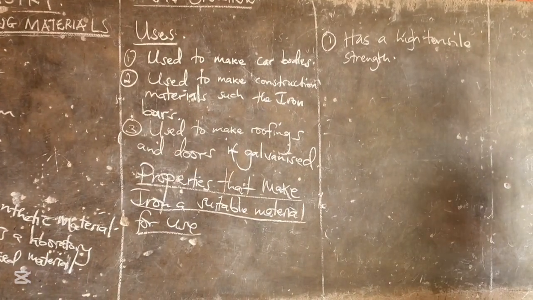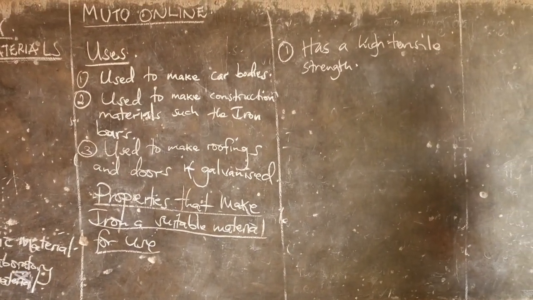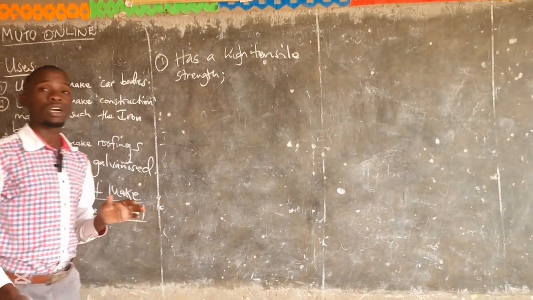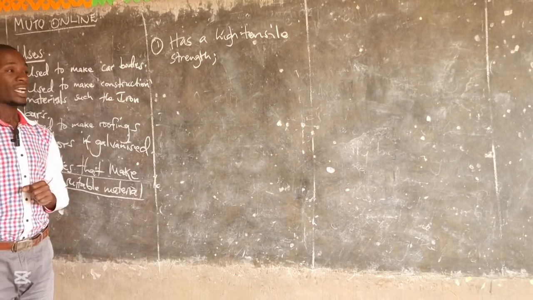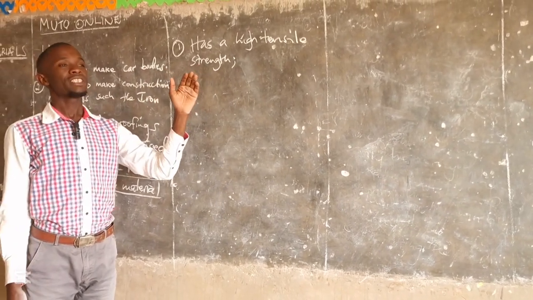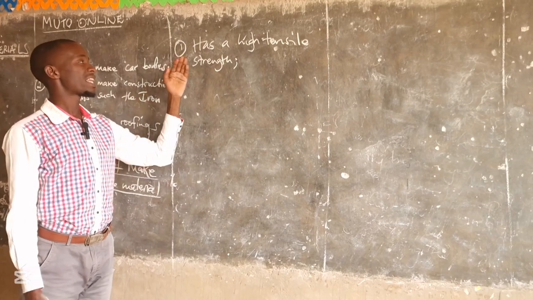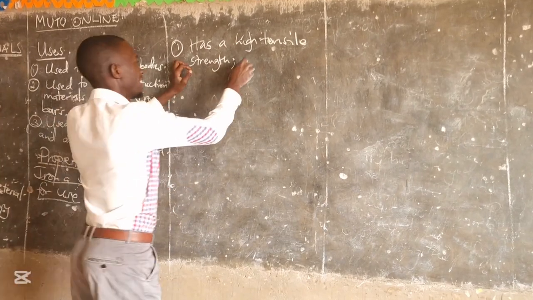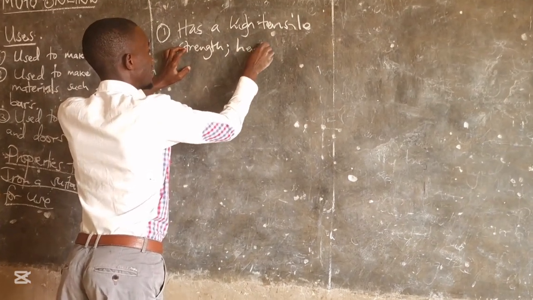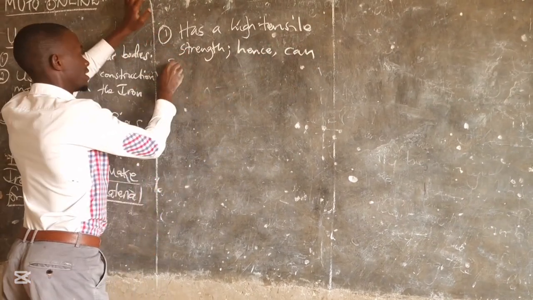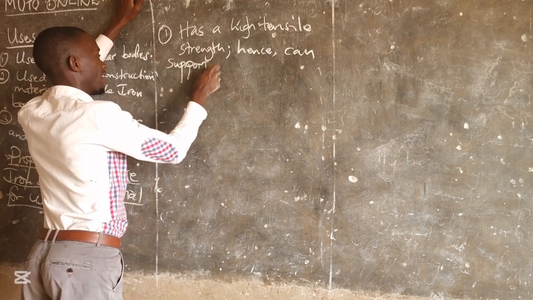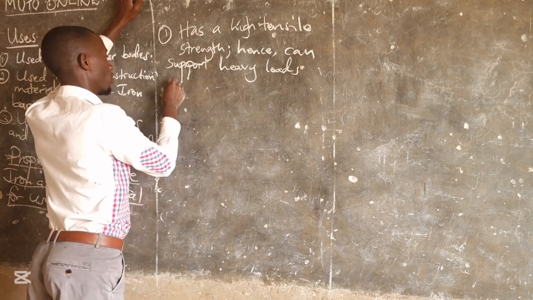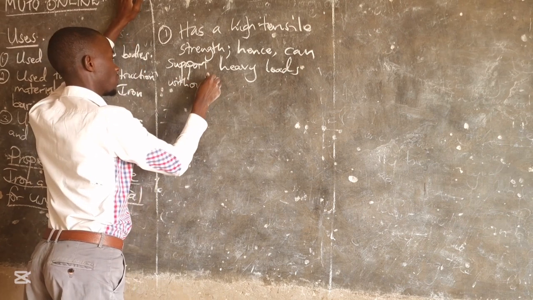Iron is a very strong material. Even the smallest piece of it can support heavy loads without breaking, even loads 10 times heavier and bigger than the piece of iron. So iron has a high tensile strength, hence it can support heavy loads without breaking.